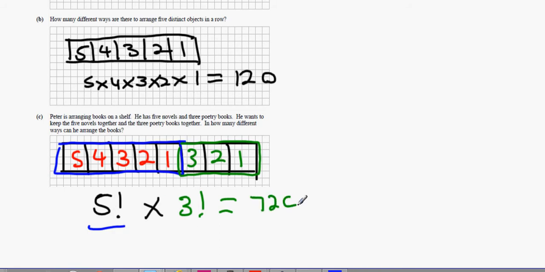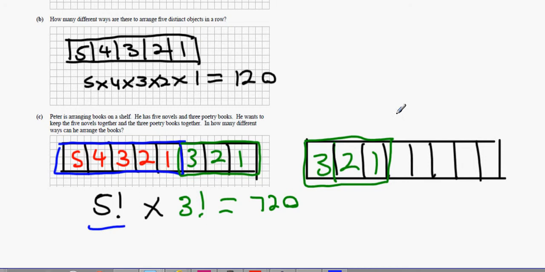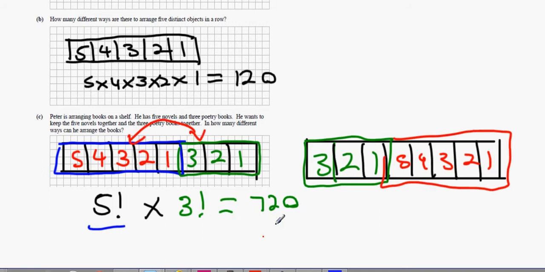Now the problem with the 720 is that it doesn't take into consideration that I could also have arranged it this way, where I put the poetry section in front of the novel section. Look what happens this time. We would have had 3, 2, 1 on this side, exactly the same as last time, and then on the other side I would have had 5, 4, 3, 2, 1. It's the same thing, except I reversed the poetry and the novel sections. So this means I need to multiply this answer by 2 to get 1440. And that concludes the end of question 1.